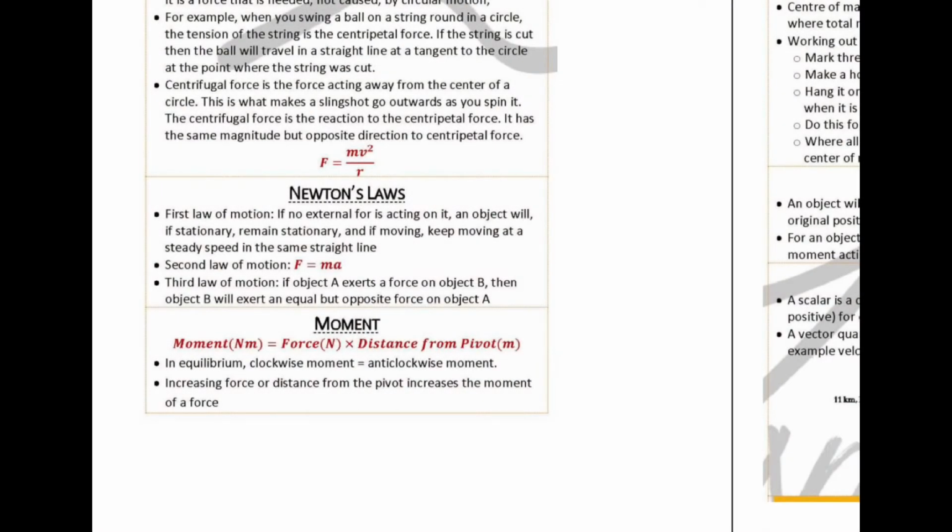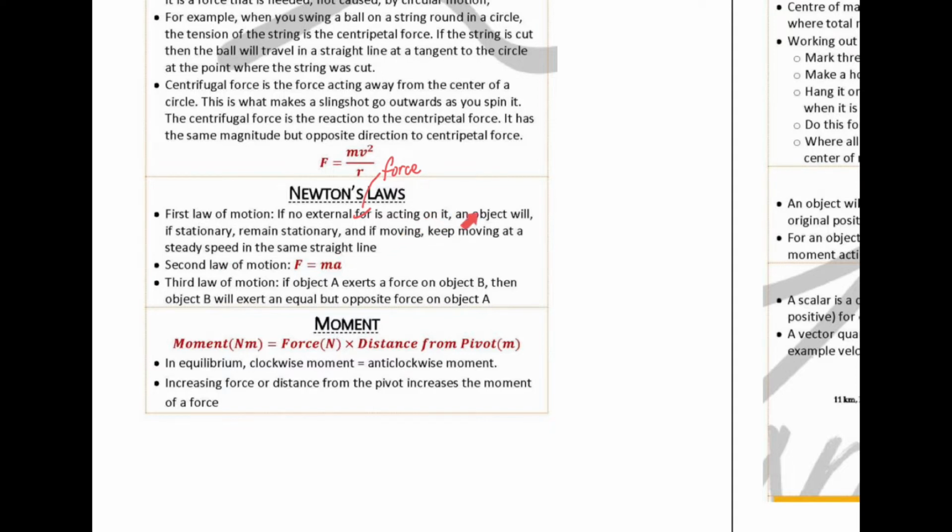So let's start with Newton's law. Okay, so first law of motion. What you can see here: if no external force, okay, this is a typo, this is supposed to be force. If no external force is acting on an object, it will, if stationary, remain stationary, and if moving, keep moving at a steady speed in the same straight line.